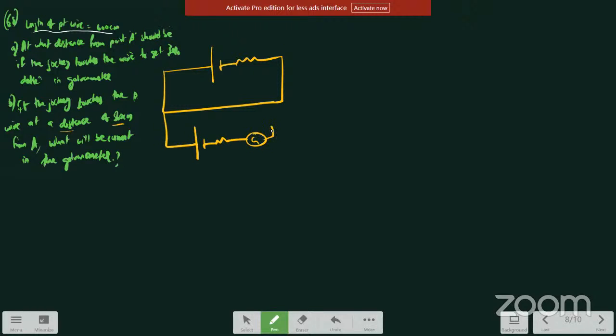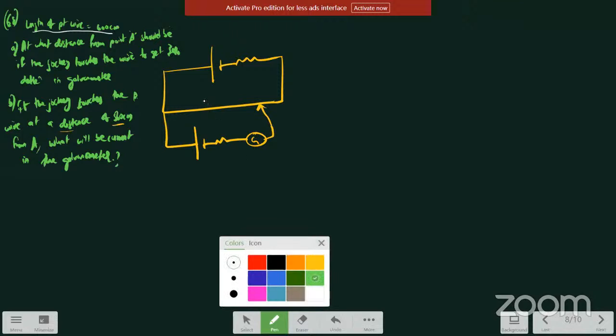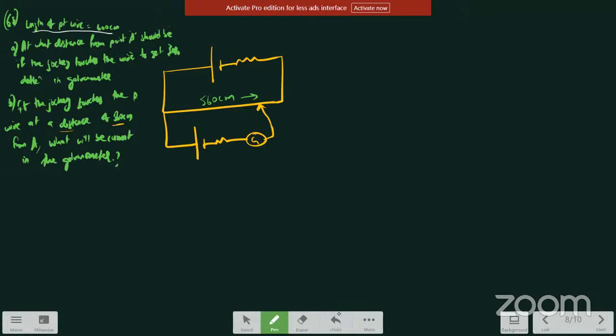The galvanometer has no resistance because nowhere is it mentioned in the question, so you can take the galvanometer to have negligible resistance. And the wire is touched here, and this length is given as 560 centimeter. What is asked here? You have to find the current passing through the galvanometer. It may be passing in this way or the opposite way. We don't know. So how will I find it? Surely some current must be passing, obviously.